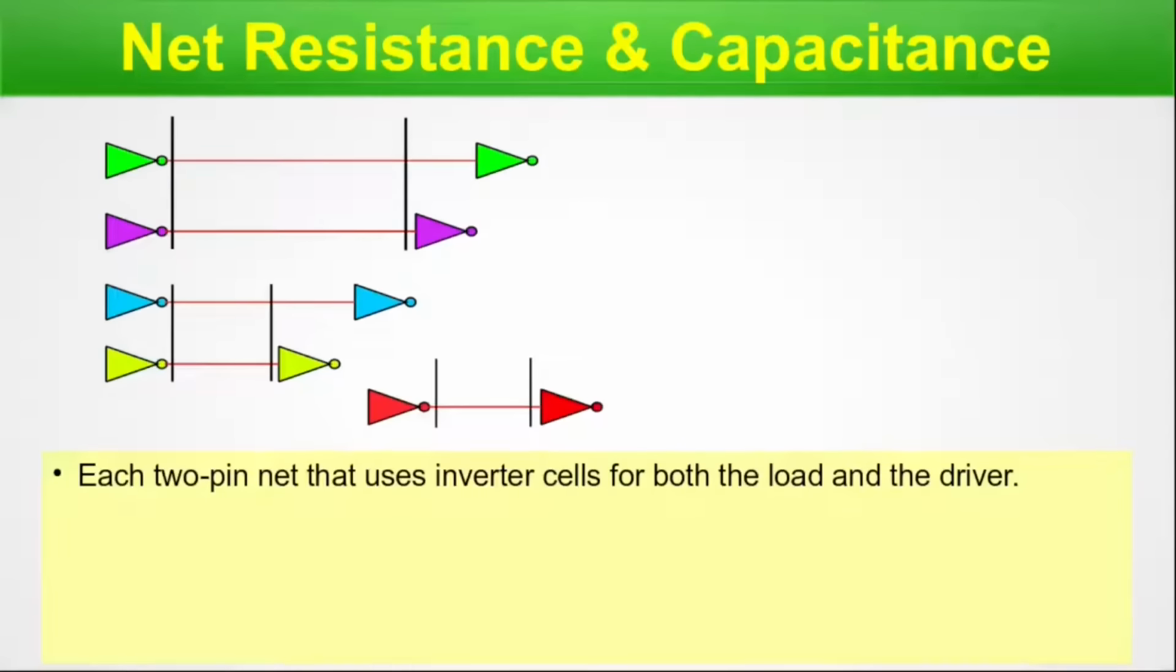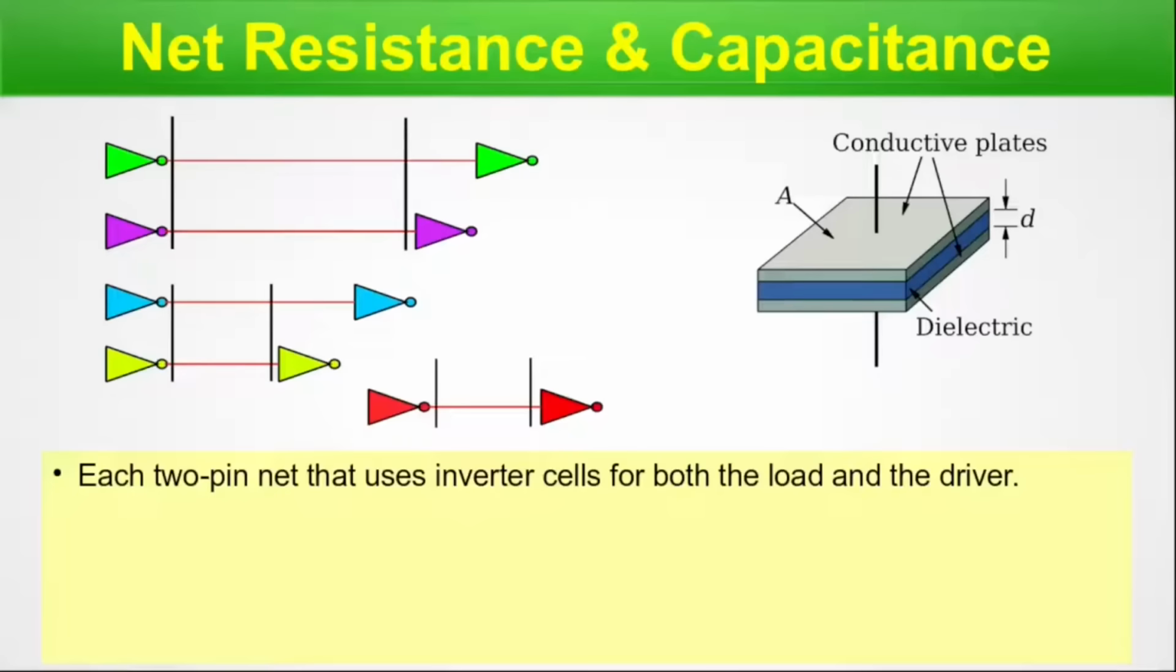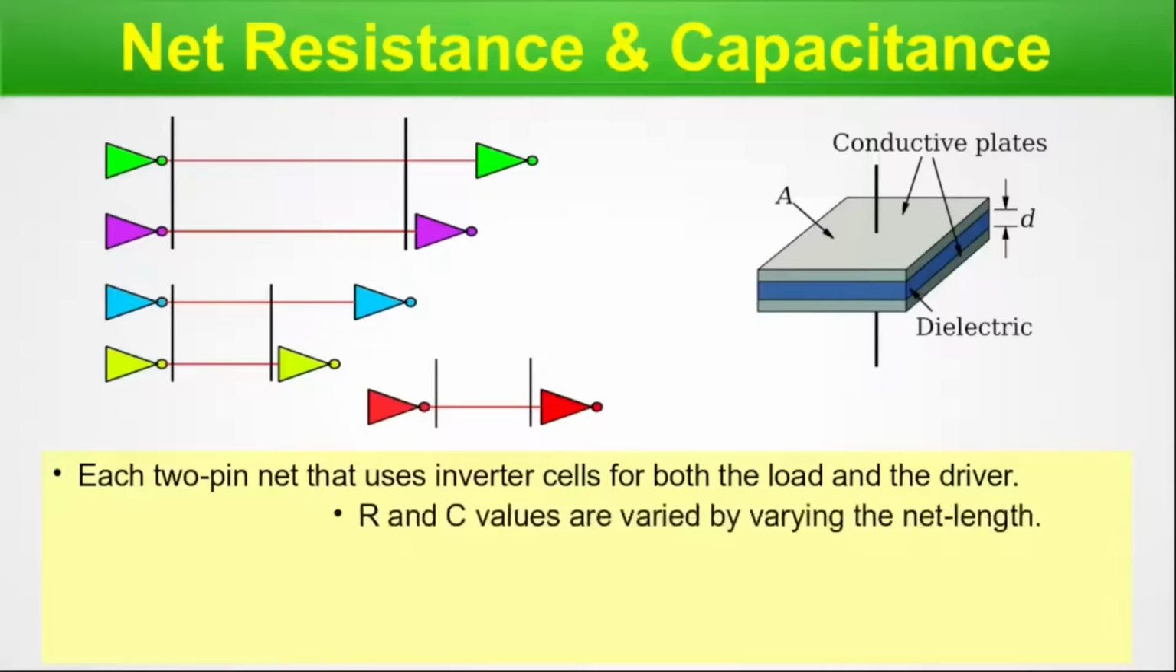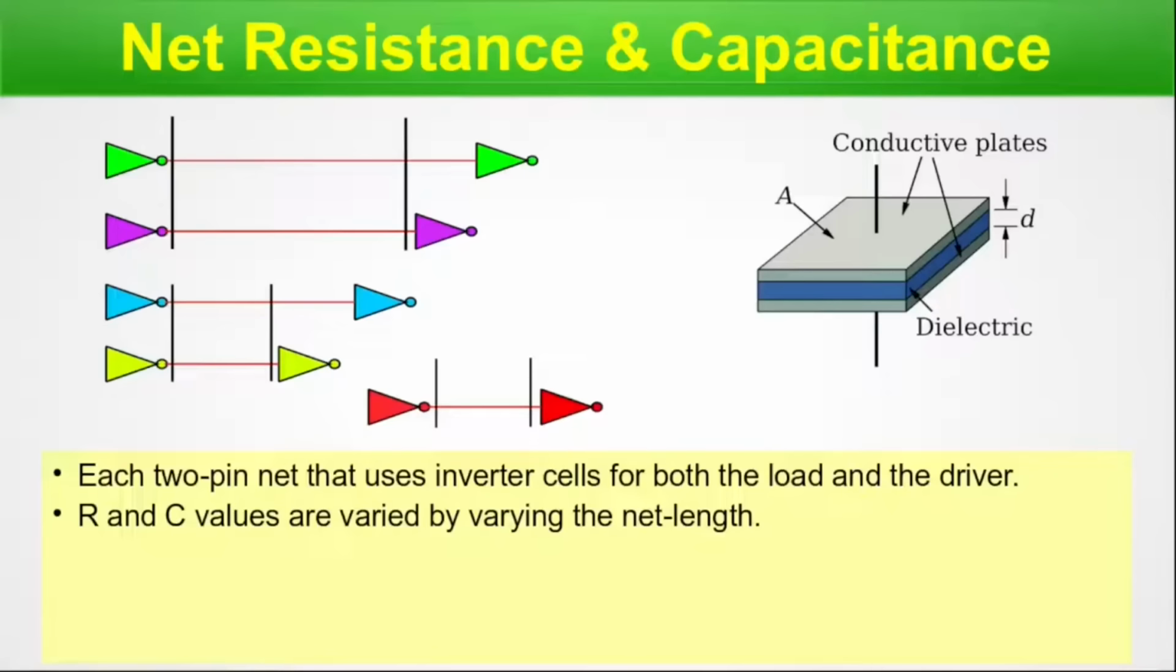And here I display the basic capacitance structure, that is the two plates, and in between there is a dielectric, the area, the thickness of the dielectric and the area of the capacitive plates. Why it is important, I'll come to that point. R and C values are varied by varying the net length. So this is the net length. Now, the capacitance comes from the overlap of the two nets, and these two nets are in two different metal layers, and in between they will have the separating dielectric, and this combination, as you can see in the right hand picture, will act as a capacitance, and this is a parasitic capacitance.